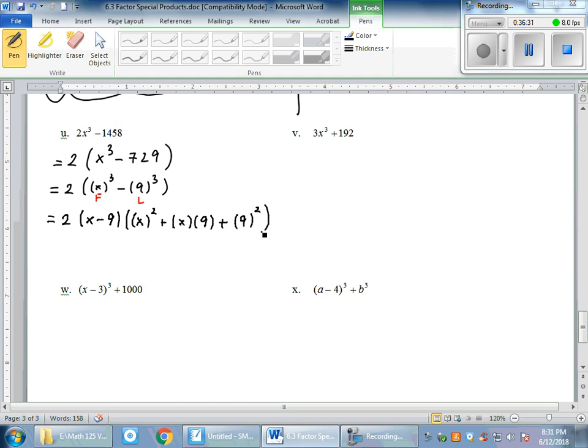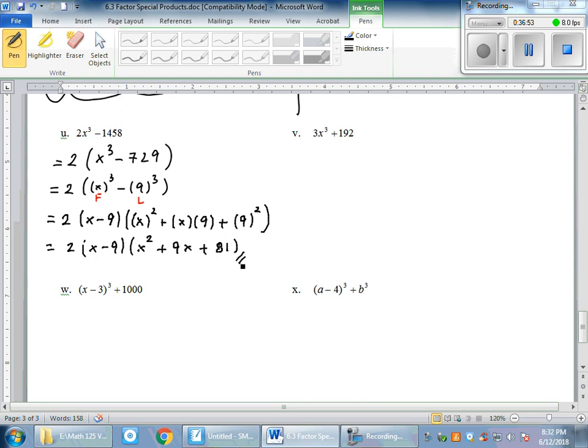So now that we have gotten used to this formula, you can write it down along as you read it out loud. So finally, this will become 2 times x minus 9, x squared plus 9x plus 81. That will be my final answer.